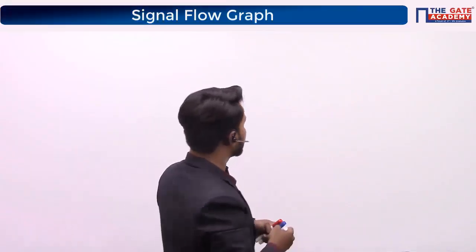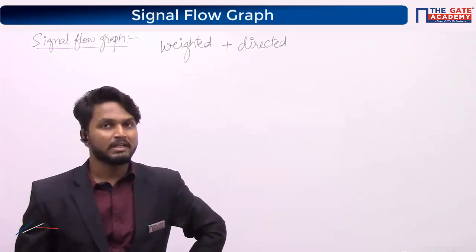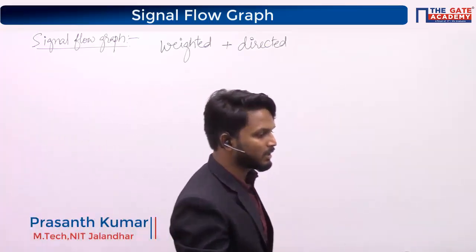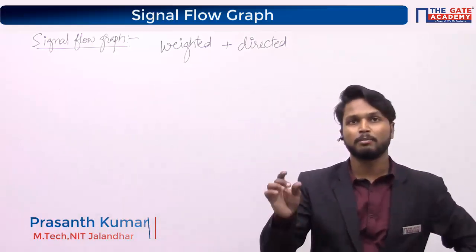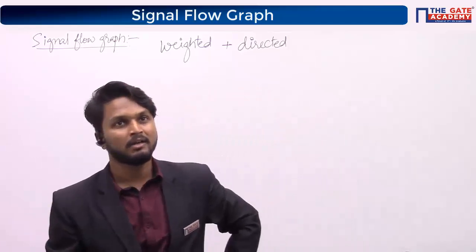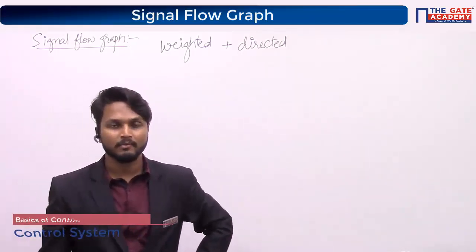Take down the heading: signal flow graphs. So take down the definition. A signal flow graph is a weighted plus directed graphical representation of a block diagram. Is it clear? Weighted plus directed graphical representation of a block diagram, right?